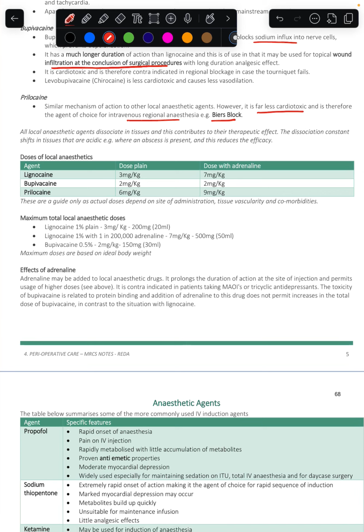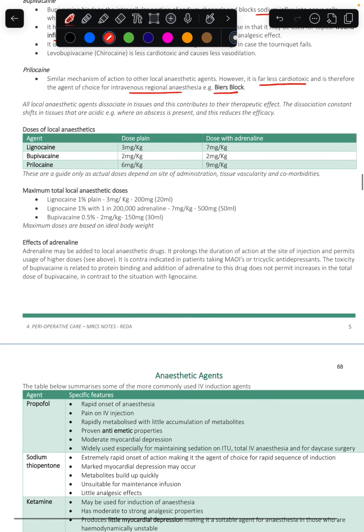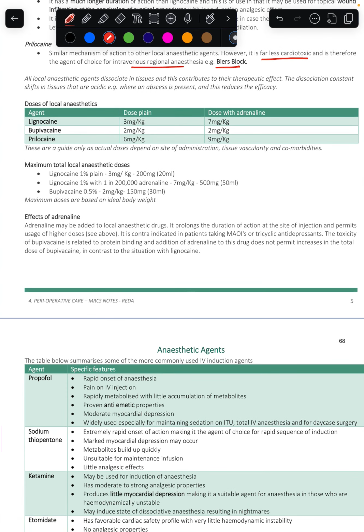So the toxic dose is 3 mg per kg for plain lignocaine and 7 mg per kg with adrenaline, and for bupivacaine it is 2 mg per kg, both plain and with adrenaline. Prilocaine is 6 mg per kg. These are a guide only. Actual doses depend on site of administration, tissue vascularity and comorbidities.